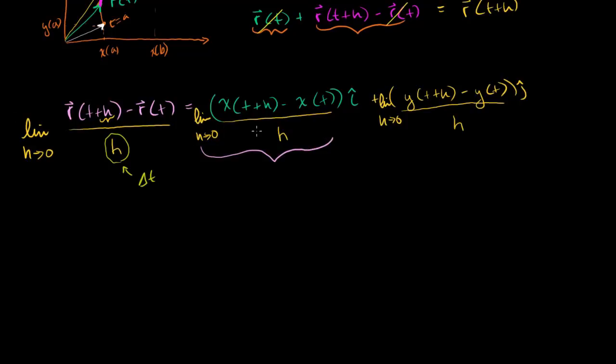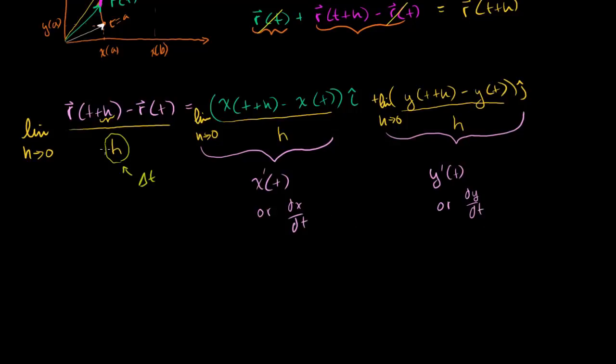This is actually the definition of our derivative. And these are scalar valued functions right here. They're multiplied by vectors in order for us to get vector valued functions. But this right here, by definition, this is the derivative. This is x prime of t, or this is dx dt. This right here is y prime of t, or we could write that as dy dt.